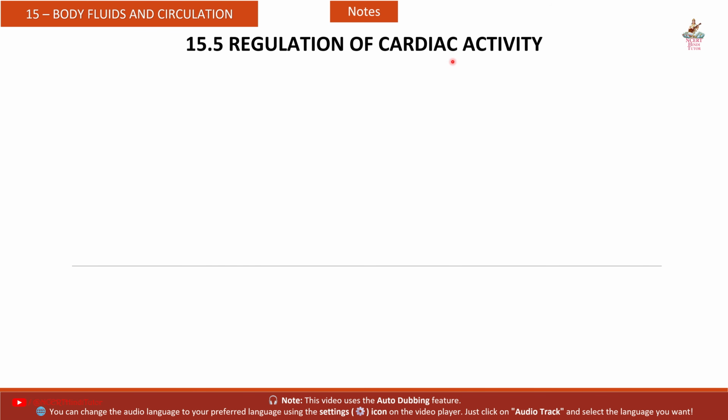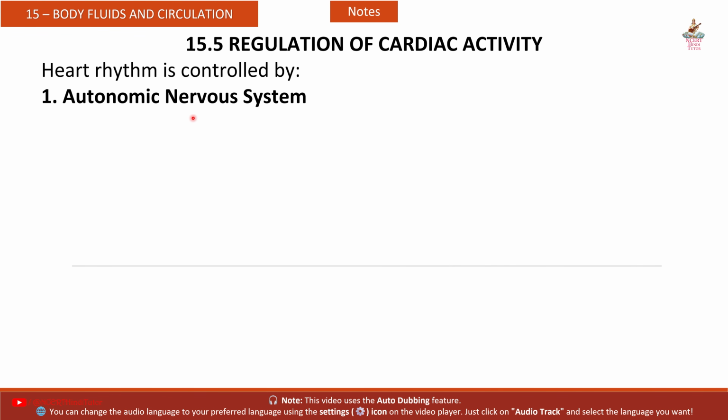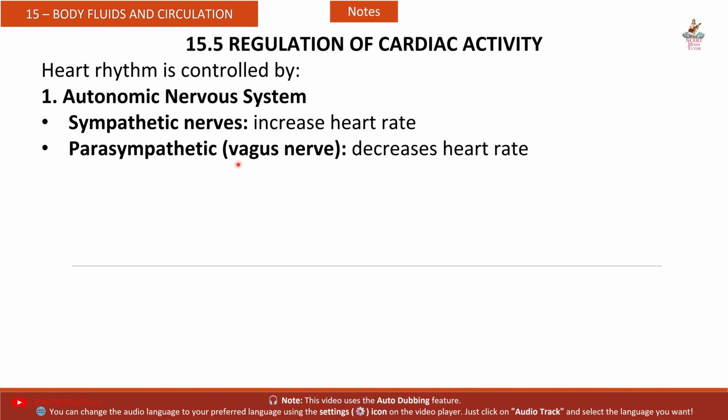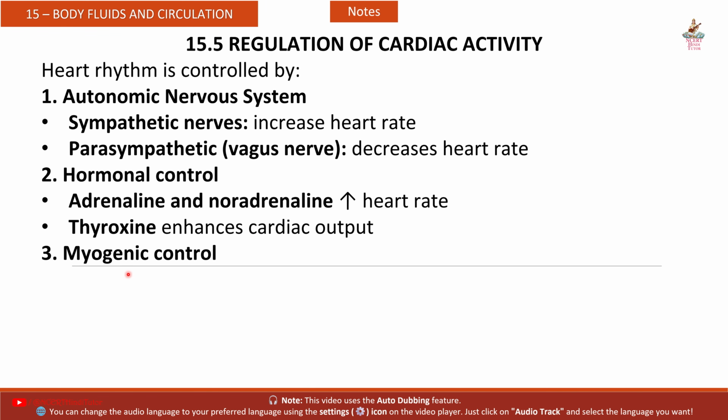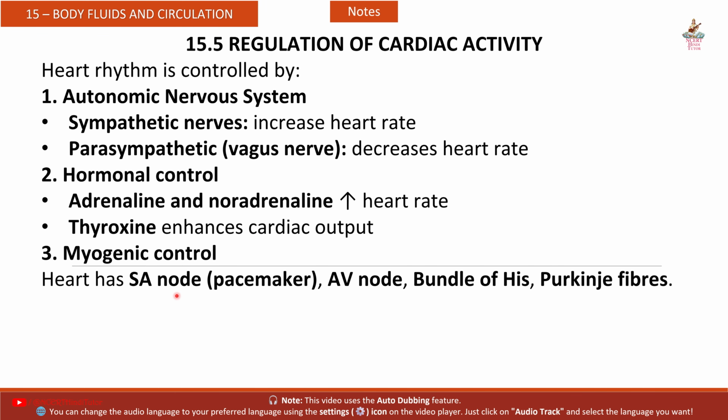15.5 Regulation of cardiac activity. Heart rhythm is controlled by: first, the autonomic nervous system. Sympathetic nerves increase heart rate. The parasympathetic vagus nerve decreases heart rate. Second, hormonal control. Adrenaline and noradrenaline increase heart rate. Thyroxine enhances cardiac output. Third, myogenic control. The heart has the SA node, pacemaker, AV node, bundle of His, Purkinje fibers.